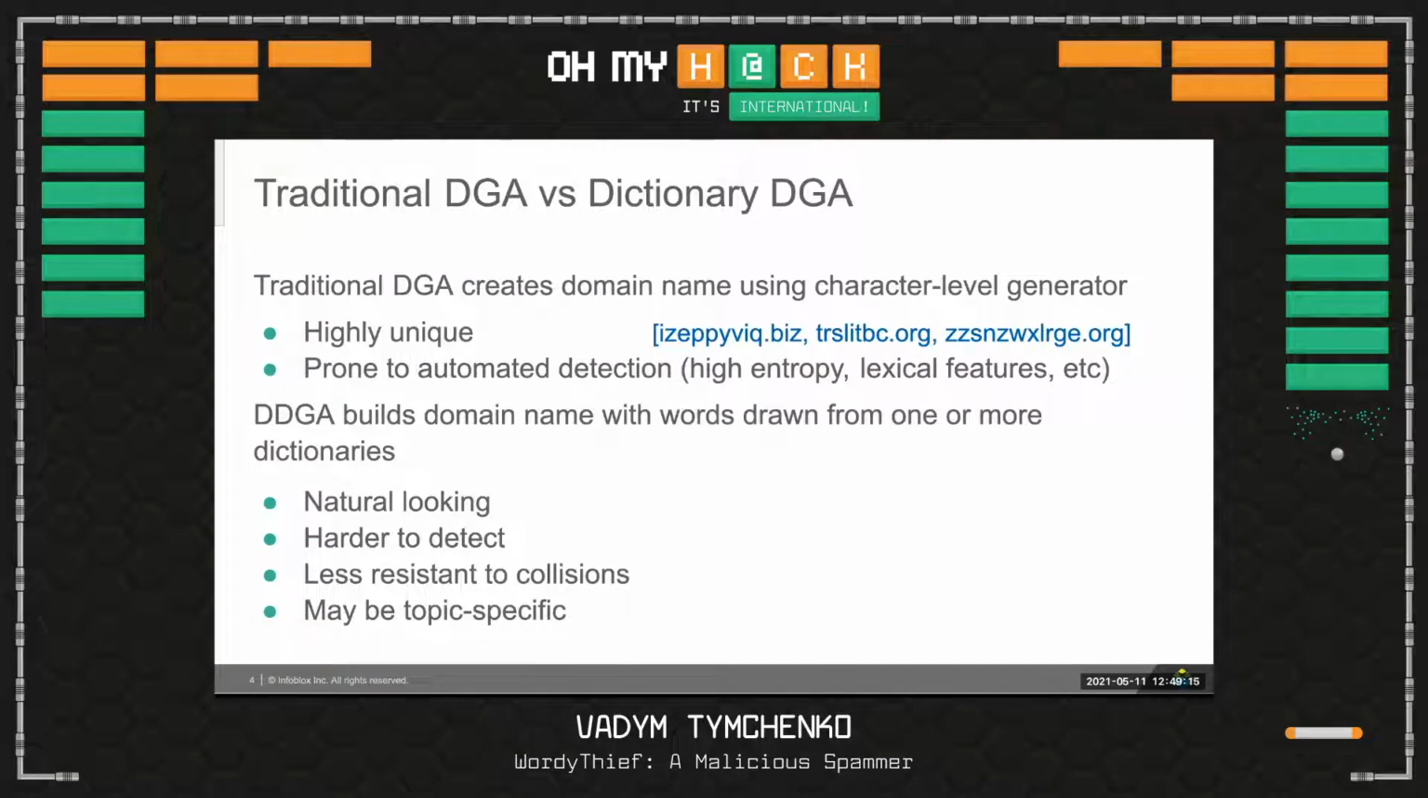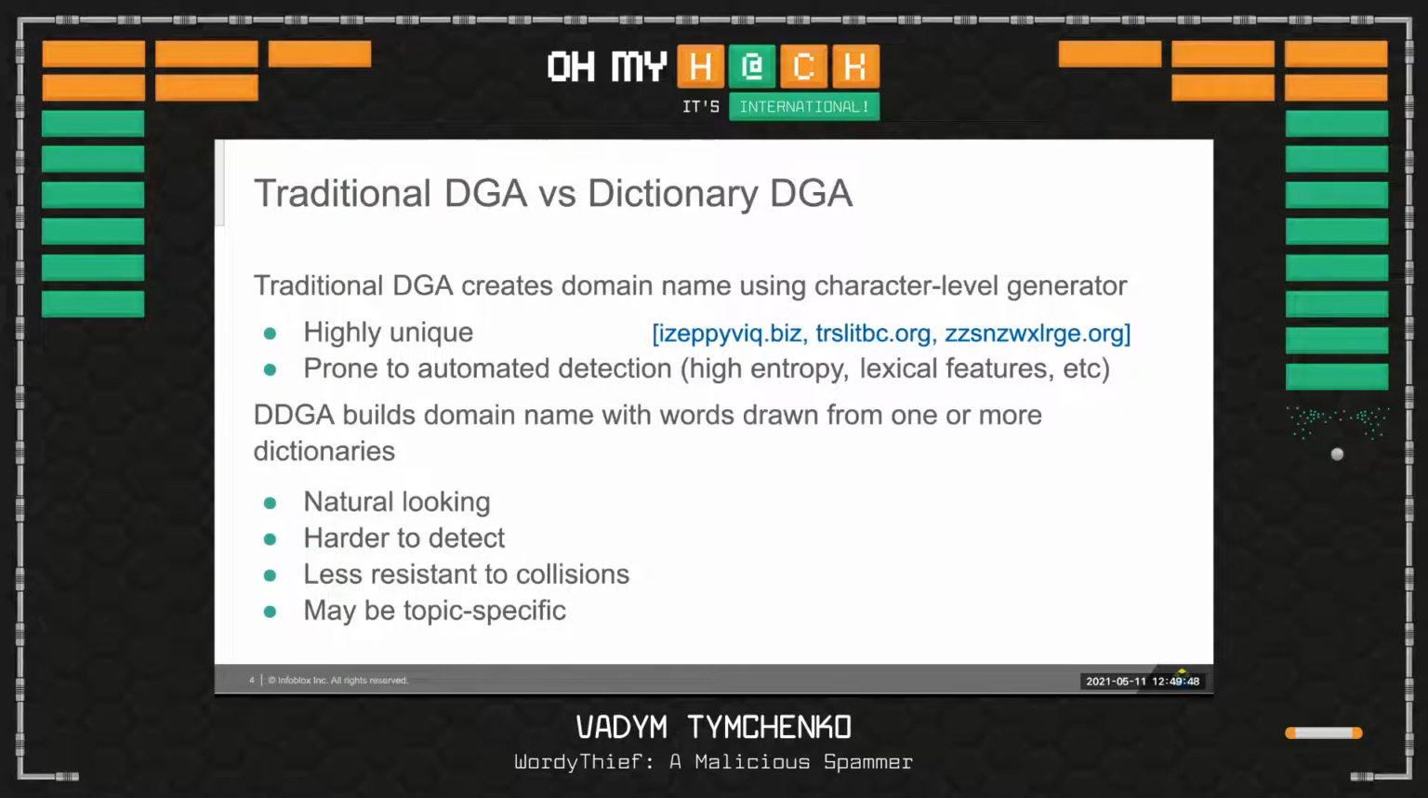Dictionary DGA builds domain names with words drawn from one or more dictionaries. The benefit of these domain names is that they are natural looking. They are much harder to detect. It's very hard to isolate this type of domain in the more generic case. And on the other side, they are less resistant to collisions, and they might be topic specific.